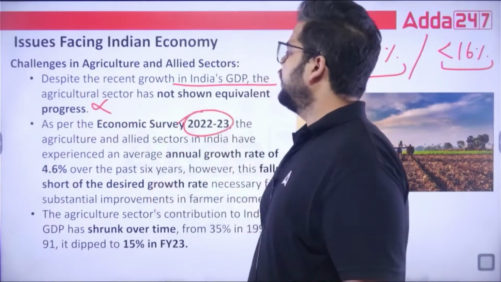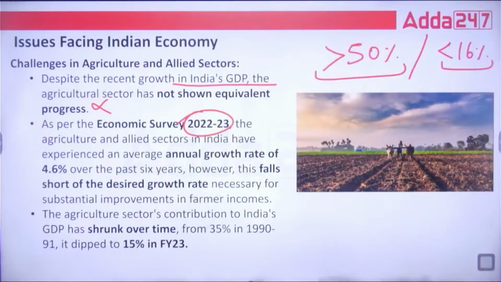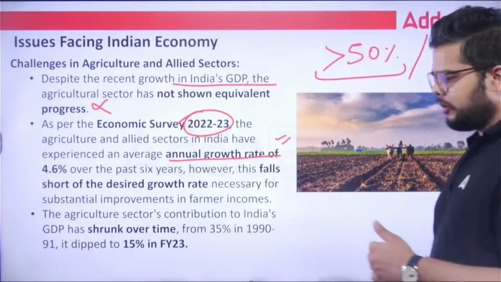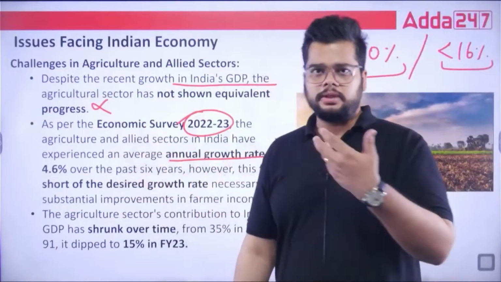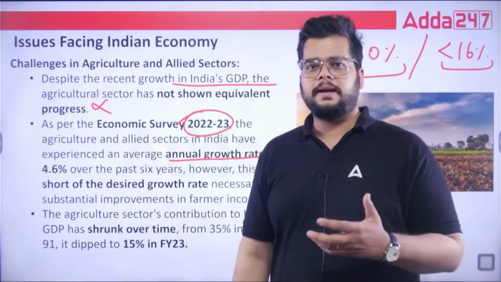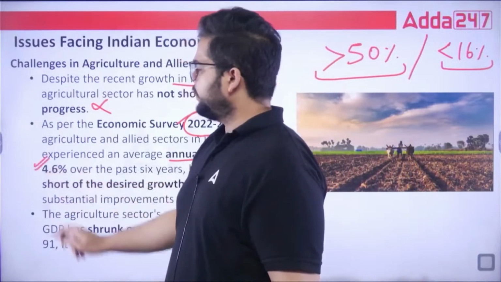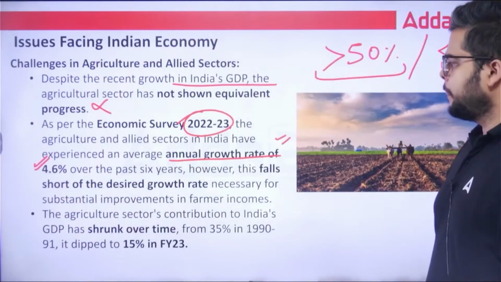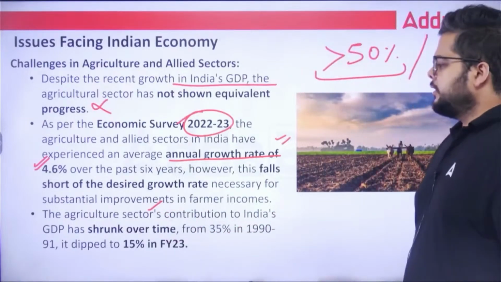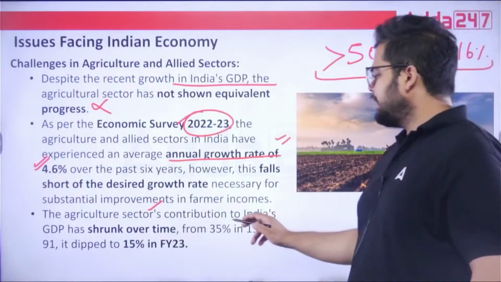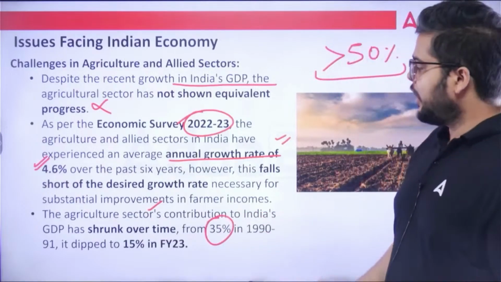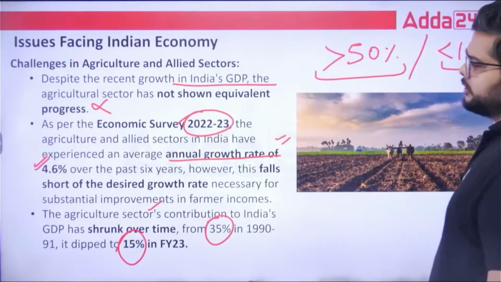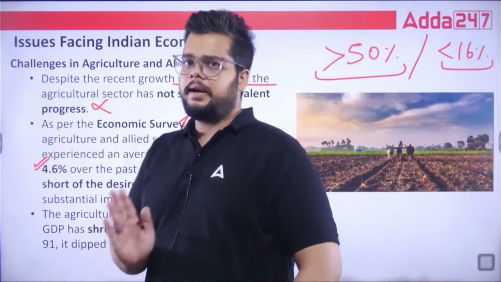According to the economic survey, agriculture and allied activities in India have experienced an average annual growth rate of 4.6%. If you add up the six years' growth and take the average, you will find the growth is only 4.6%, which is a very low number, considering the large population involved in this sector. The agriculture sector's contribution to India's GDP has shrunk over time. In the 90s it was approximately 35%. Now it is only 15%. So less than 16% is the contribution of agri and allied sectors to our GDP.